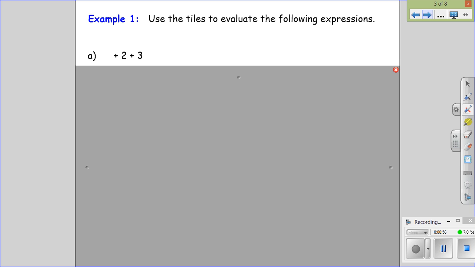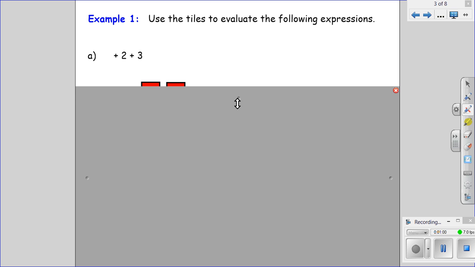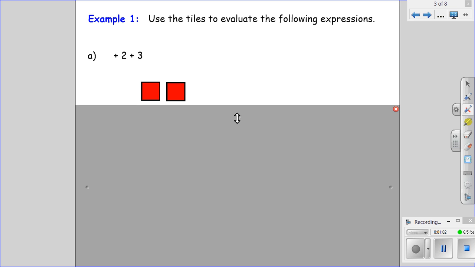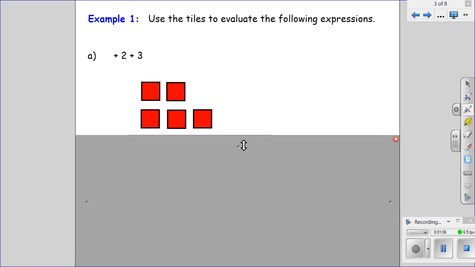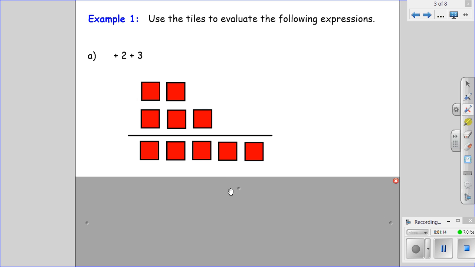We're going to use tiles to evaluate some expressions. If we think of +2, that would be represented by 2 red tiles. And +3 is 3 red tiles. So +2 plus 3, I see 5 tiles on the screen. So the answer is +5.